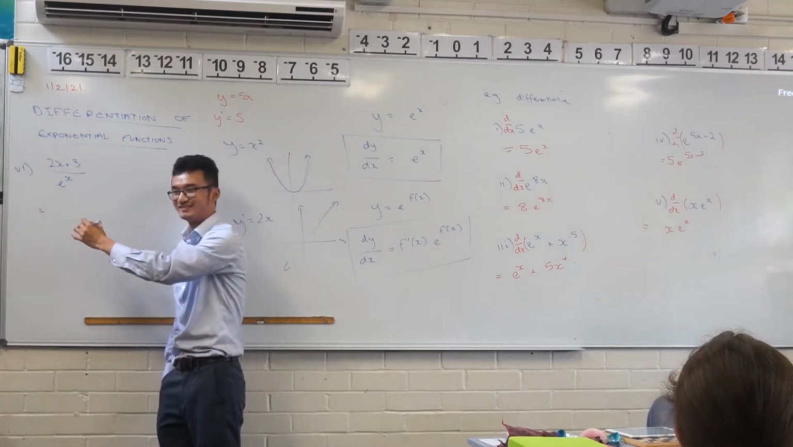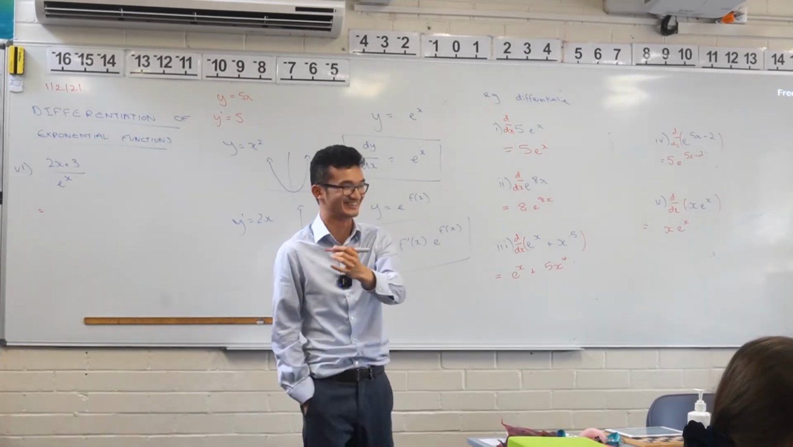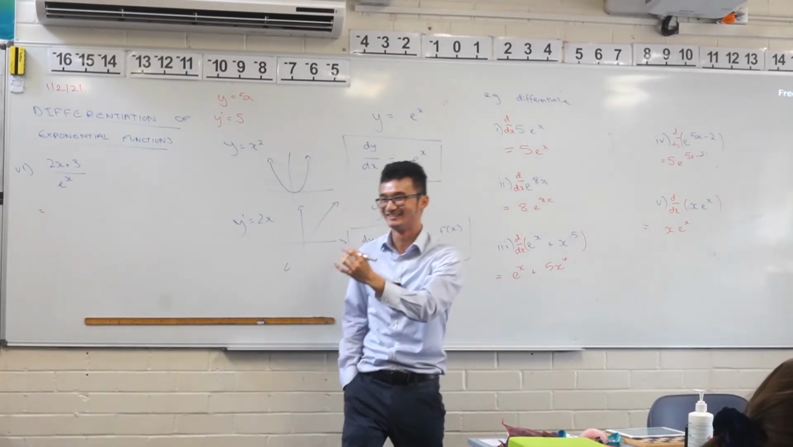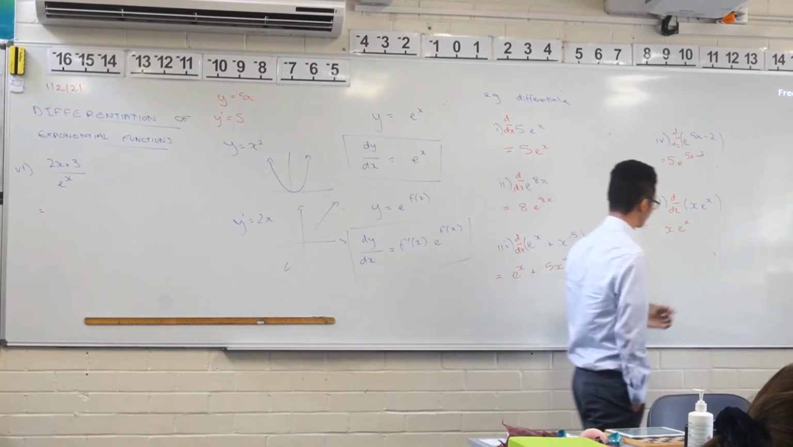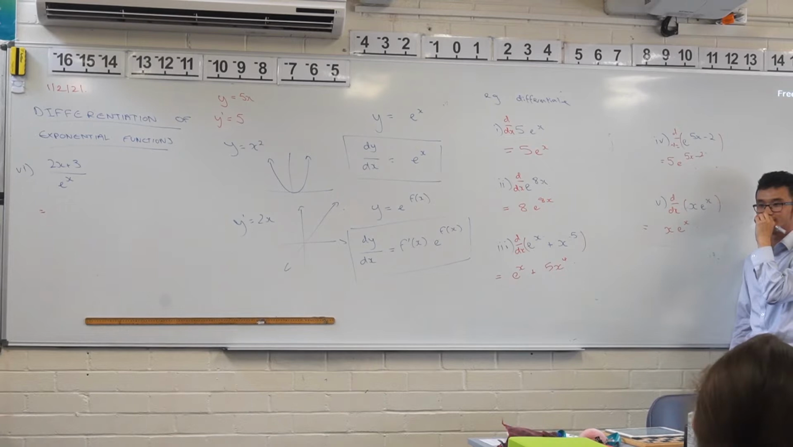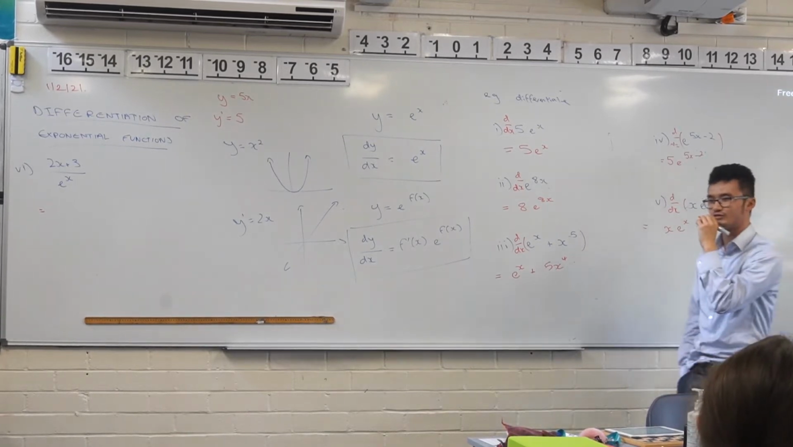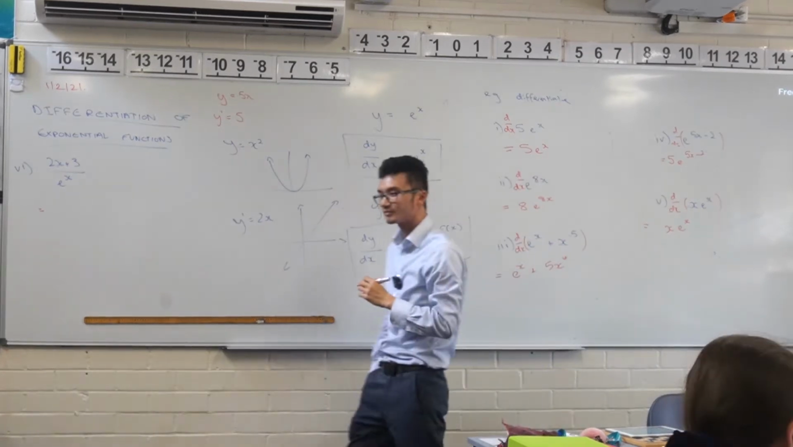I disagree. You disagree? Controversy. All right, why do you disagree, Cameron? We're differentiating it's d dx, so x, but the fact that there's another x there doesn't matter. We've still got to differentiate. We've got to use the product rule. Why do we have to use the product rule? Because we're multiplying x and e to the x.